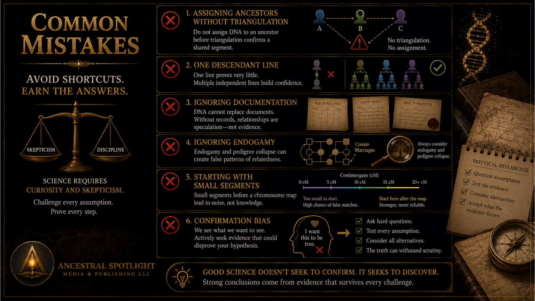Finally, perhaps the most dangerous mistake of all is confirmation bias. Researchers often become emotionally attached to an exciting theory and begin interpreting every new DNA match as evidence supporting it. A scientific researcher does the opposite. They actively search for evidence that could prove their own theory wrong. If the hypothesis survives that process, confidence naturally increases.